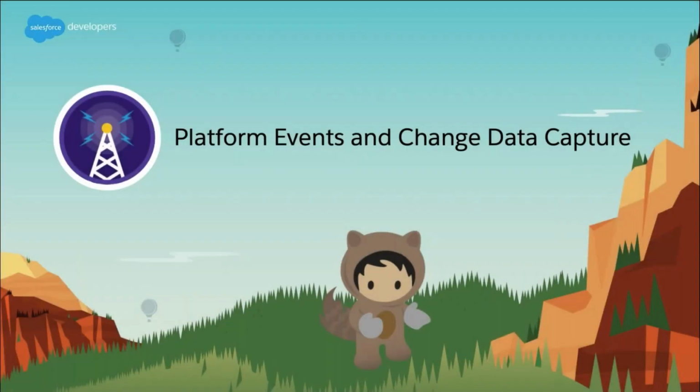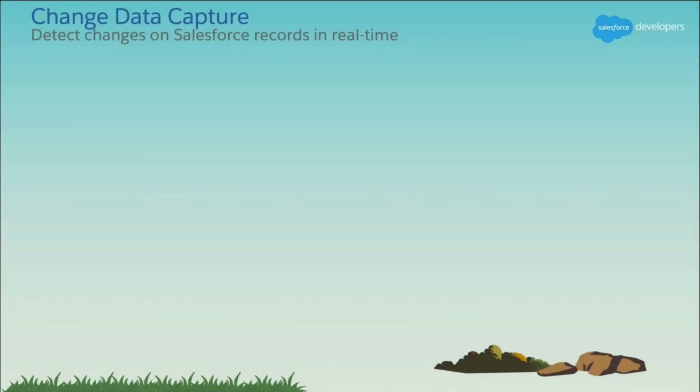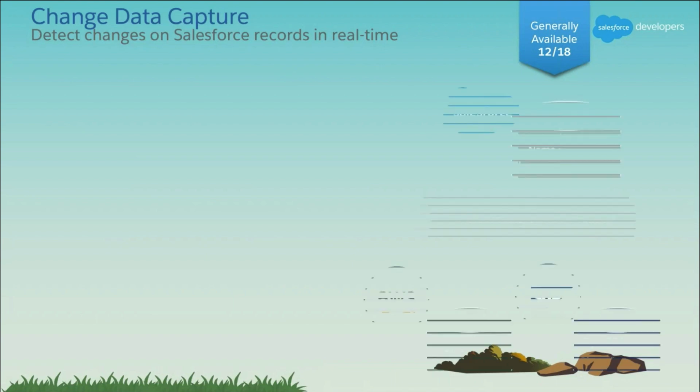Yes. So these are the streaming APIs, right? I can say these are the second version of the streaming API. The first version was generic events and so on. So platform events and change data capture are the second version. For those who don't know what change data capture is, it is available since December 2018.